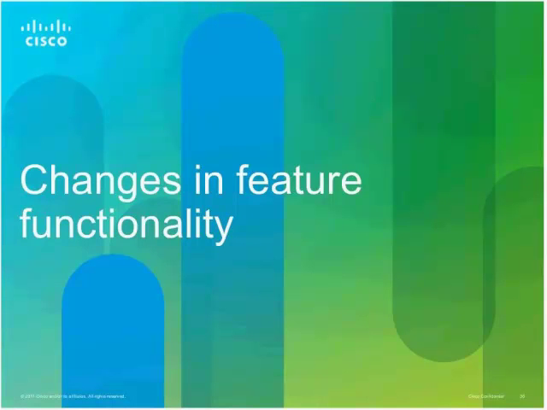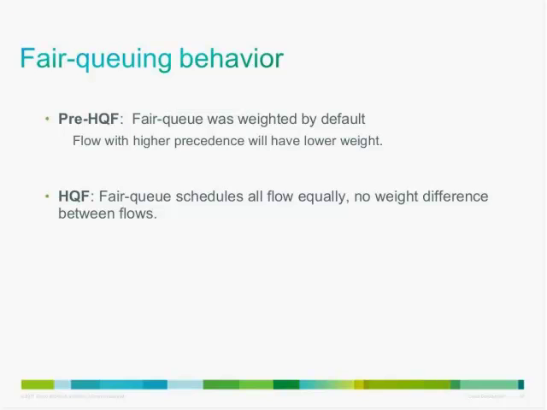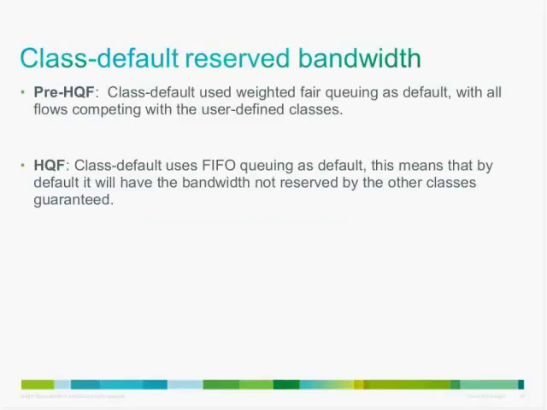So now we'll look into the changes and feature functionalities after HQF implementation. Fair queuing: before, we used to have weighted fair queuing in the default class. Now it's been changed. All the flows are treated equally, and there is no weighted fair queuing anymore. On the class default, whatever bandwidth is reserved used to be weighted fair queuing in the earlier versions. Now it is more FIFO kind of queuing, so all the packets get queued first in, first out.